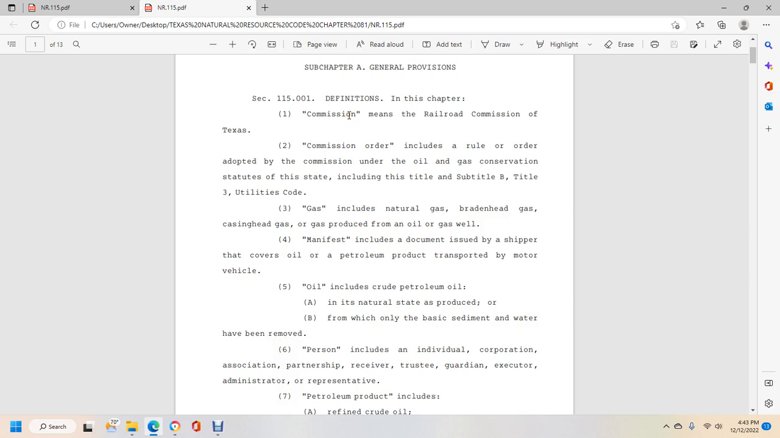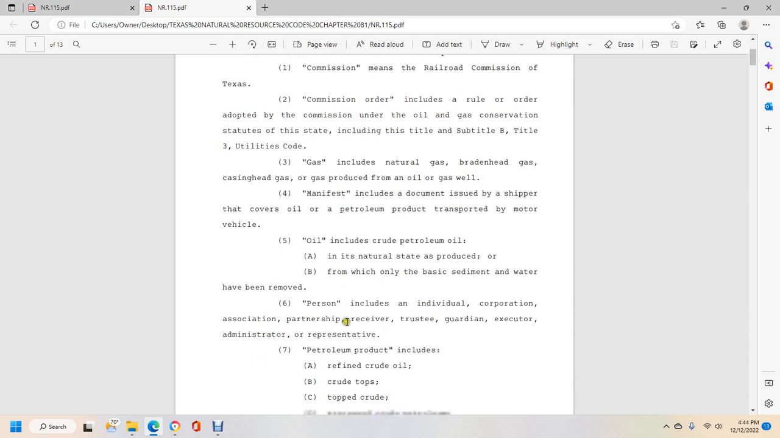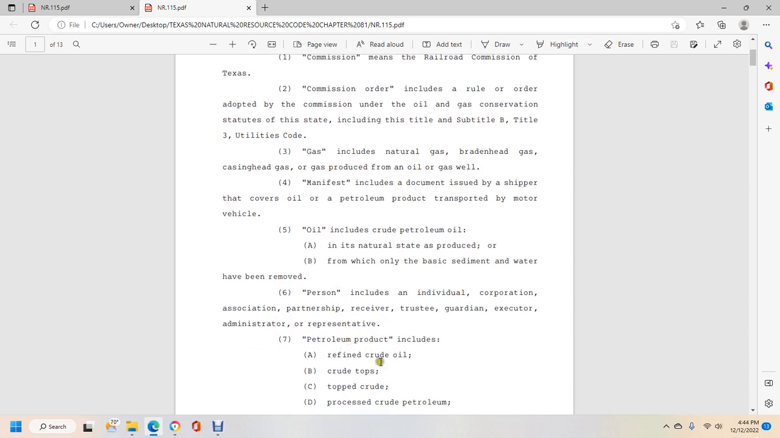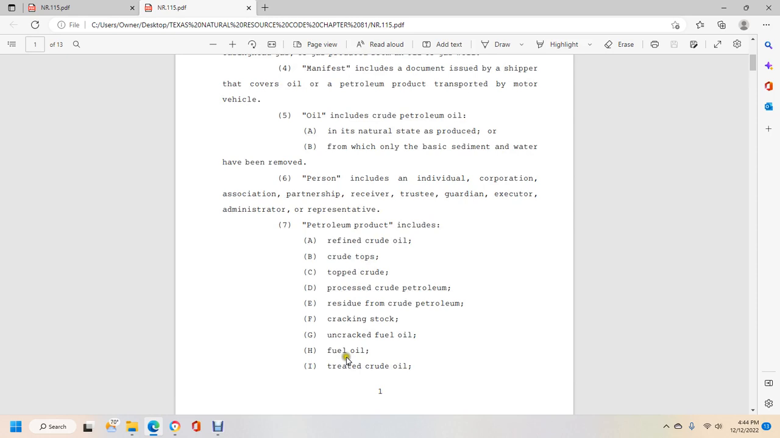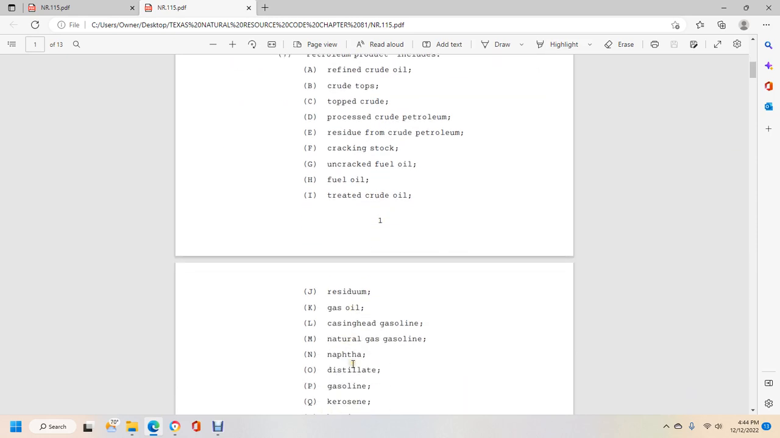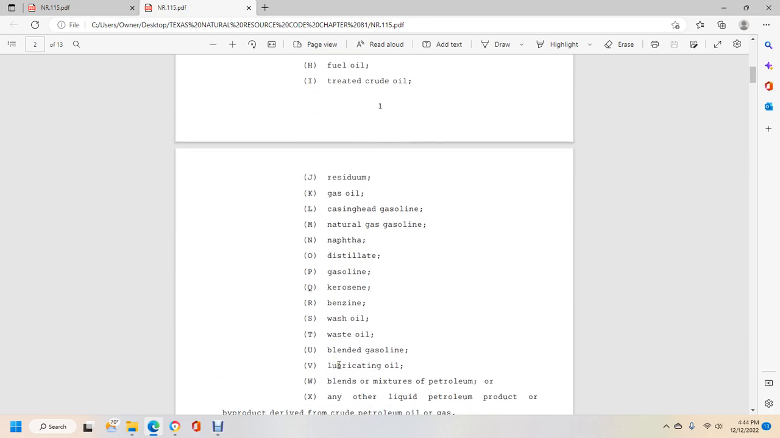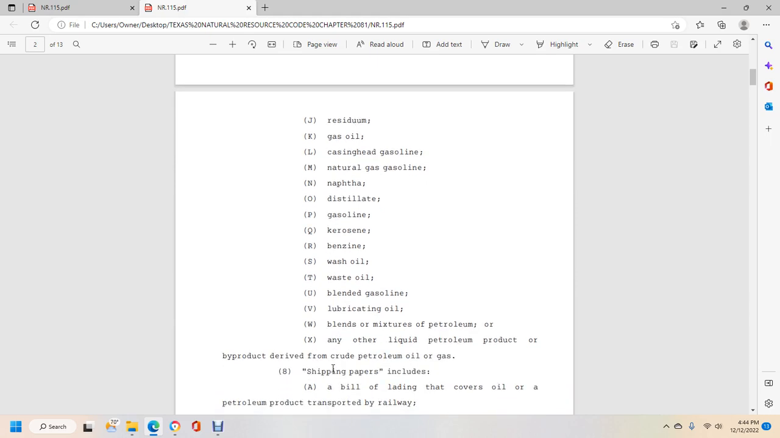Person includes an individual, corporation, association, partnership, receiver, trustee, government, executor, administrator, or representative. Petroleum product includes refined crude oil, crude tops, topped crude, processed crude petroleum, residual crude petroleum, cracking stock, uncracked fuel oil, treated crude oil, residuum, gas oil, casinghead gasoline, natural gasoline, naphtha, distillate, gasoline, kerosene, benzene, wash oil, waste oil, blended gasoline, lubricating oil, blends or mixtures of petroleum, and any other liquid petroleum product or byproduct derived from crude oil, petroleum, oil, or gas.